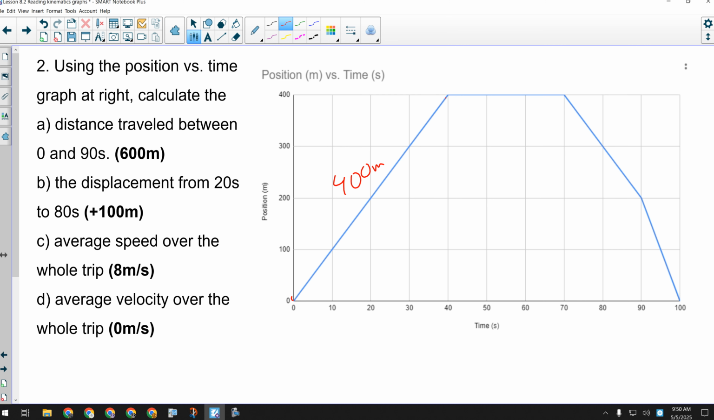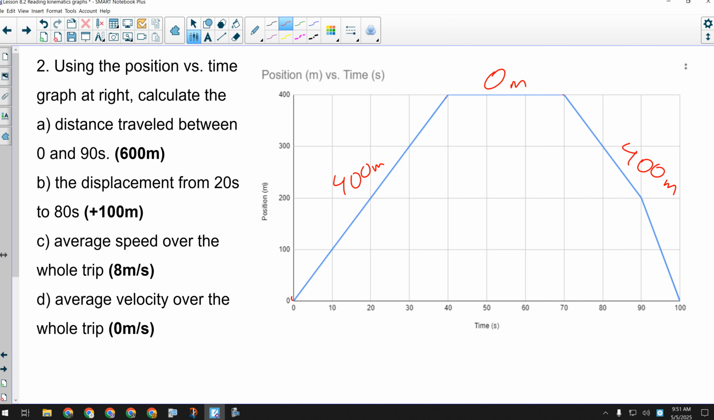It doesn't go anywhere. It stays at 400 meters for the next 30 seconds or so, because it's flat. There's no change in position there. Then over the next 2 sections, I could break it up section by section, but really I'm worried about the total. It goes from 400 back to 0. How far is that? 400 meters.